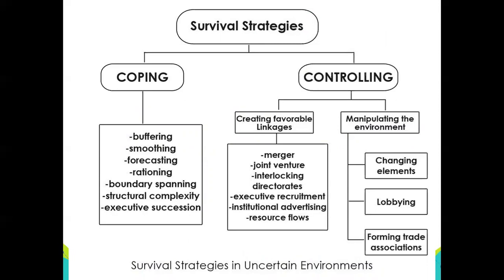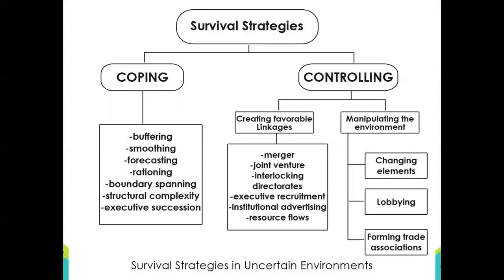For coping, we have buffering, smoothing, forecasting, rationing, boundary spanning, structural complexity, as well as executive succession. For controlling, it is creating favorable linkages and manipulating the environment. Under creating favorable linkages, we have merger, joint venture, interlocking directorates, executive recruitment, institutional advertising, and resource flows. For manipulating the environment, we can make use of changing elements, lobbying, and forming trade associations.